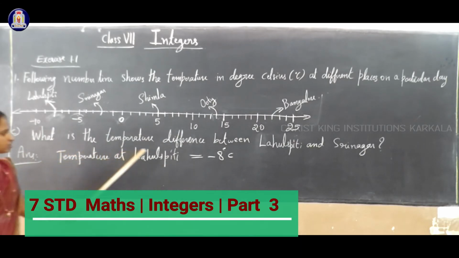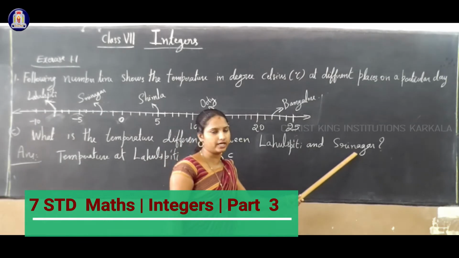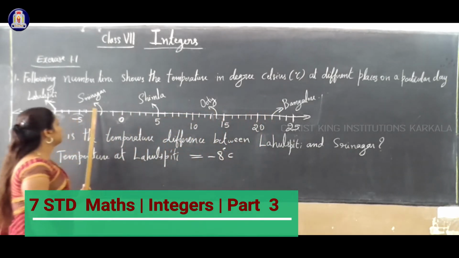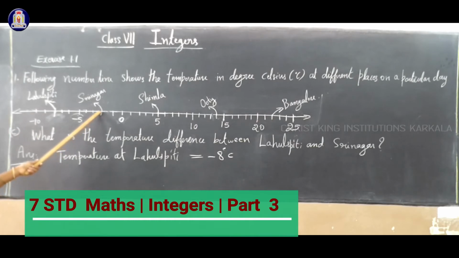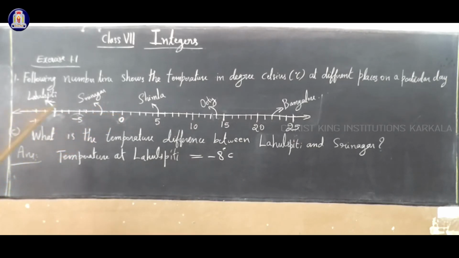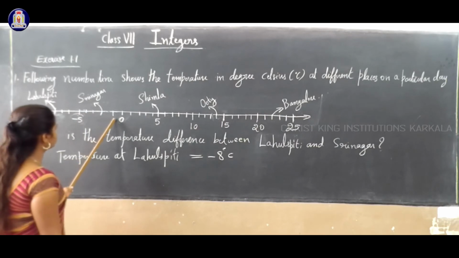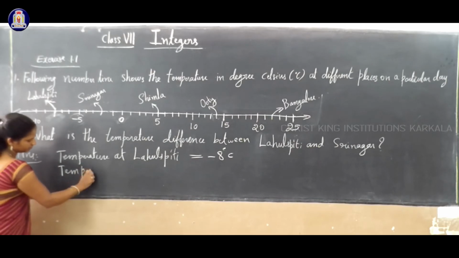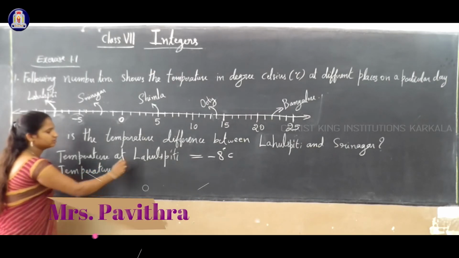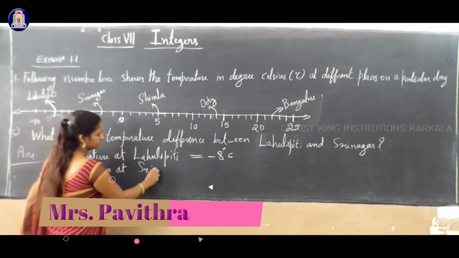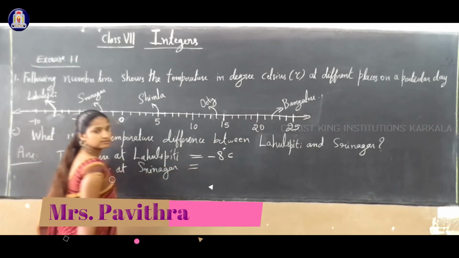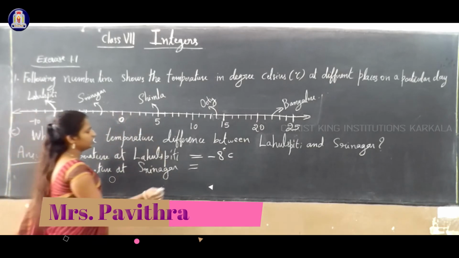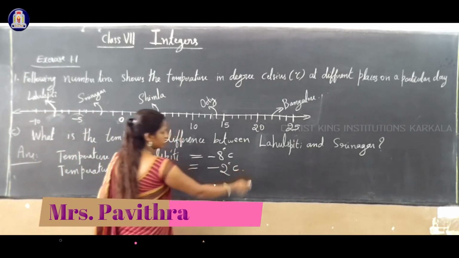Next, the question is the difference between Lahaul Spiti and Srinagar. So now the temperature of Srinagar. See, here is 0. Next is -1, -2. Correct? These numbers are negative integers. So write here -1, -2. So write: temperature at Srinagar is -2 degree Celsius.